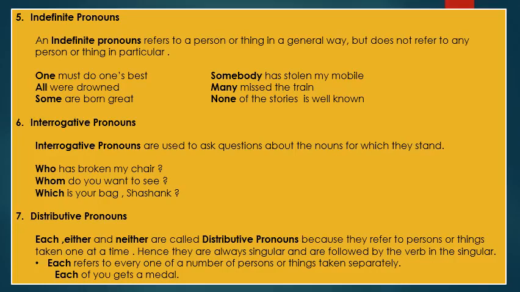Now number 7, distributive pronoun. Each, either and neither are called distributive pronouns because they refer to persons or things taken one at a time. Hence they are always singular and are followed by the verb in the singular. Each refers to every one of a number of persons or things taken separately. Each of you gets a medal. Each is followed by gets, which means it is followed by a verb in the singular.